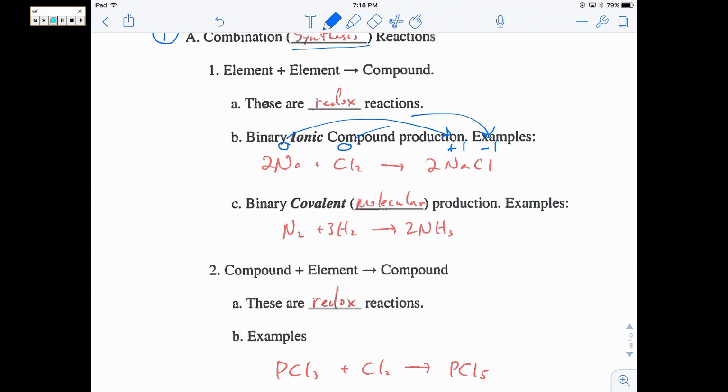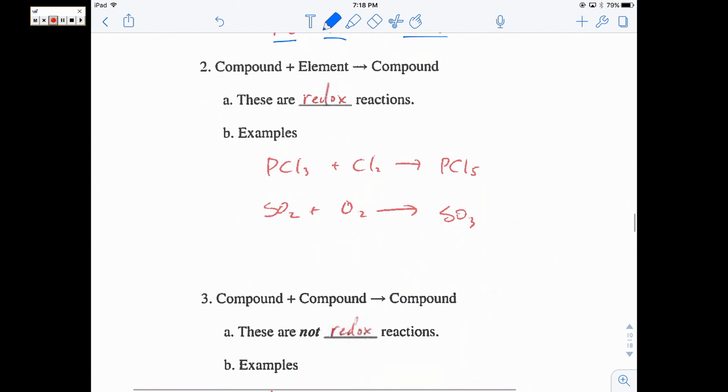The example below is for covalent or molecular. You can see that the nitrogen and the hydrogen make ammonia. In both cases, element plus element makes compound. Here again, we'd have 0 and 0, and they would be non-zero on the right side. So we would in fact have a redox reaction.